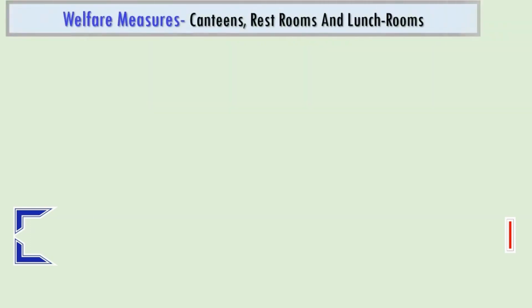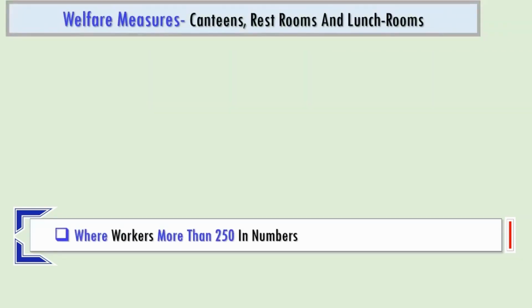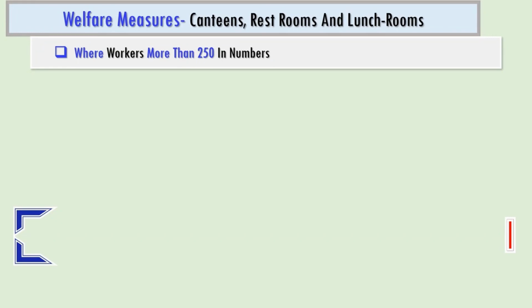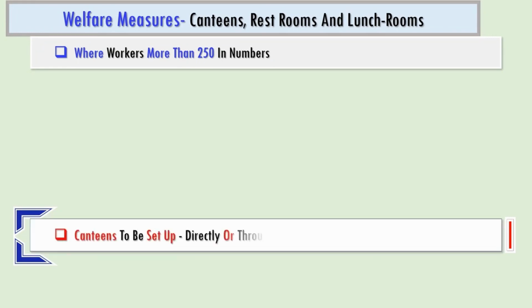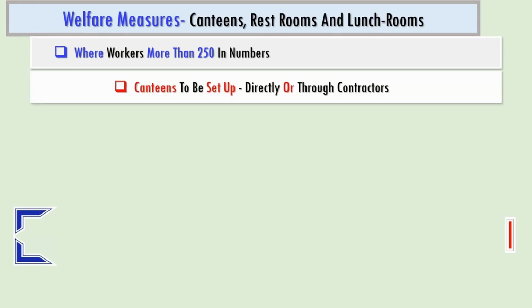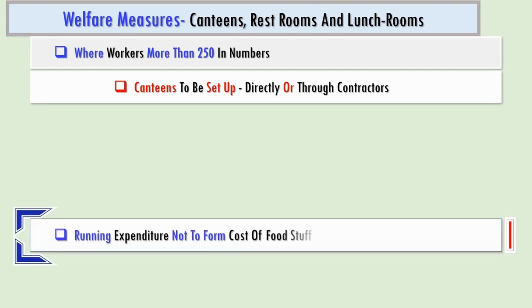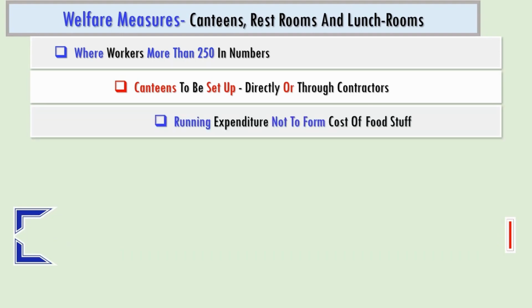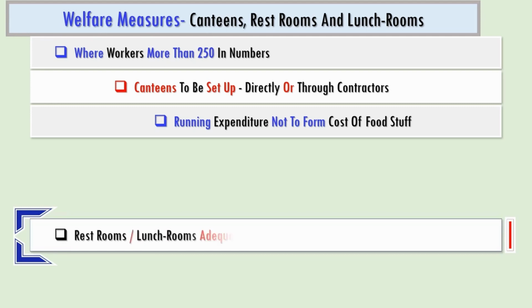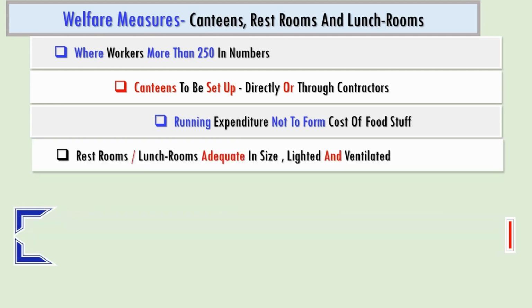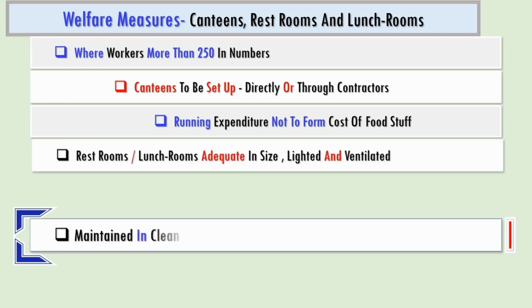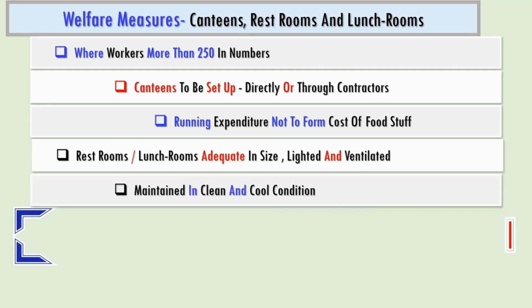In a factory where more than 250 workers are there, canteens are required to be set up either directly or through contractors. The running expenses of canteens should not be passed on to workers, and the Act also provides for maintenance of restrooms and lunchrooms adequate in size, properly lighted and ventilated, and maintained in a clean and cool condition.